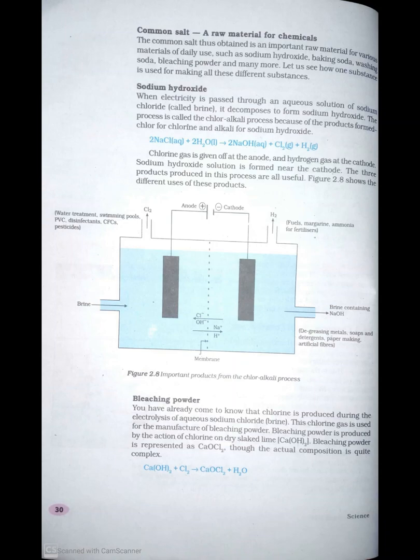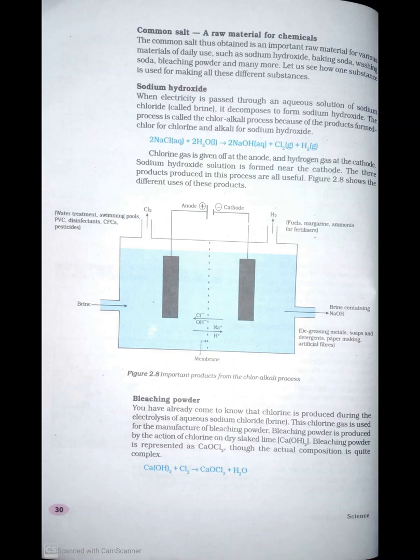Page number 30. Common salt, a raw material for chemicals. The common salt thus obtained is an important raw material for various materials of daily use, such as sodium hydroxide, baking soda, washing soda, bleaching powder, and many more. Let us see how one substance is used for making all these different substances.